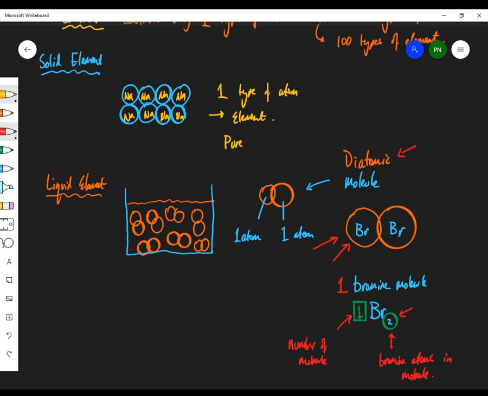So this is a liquid element. Why is it an element? Well, it's an element because even though it contains molecules, the molecules themselves only contain one type of atom. So this is a liquid element, and the way we'd show this is Br2(l) for liquid. So this is bromine liquid. The first one would be Na(s) for sodium solid. So that's a solid element, sodium, and a liquid element, bromine.